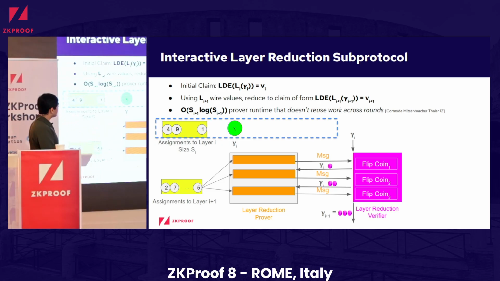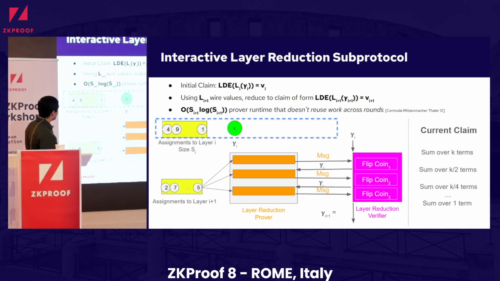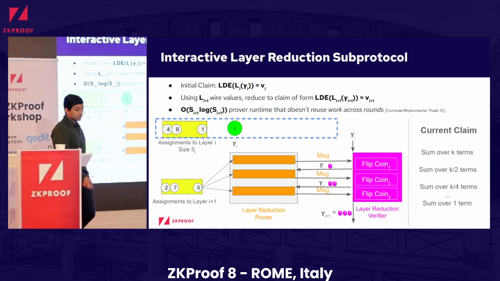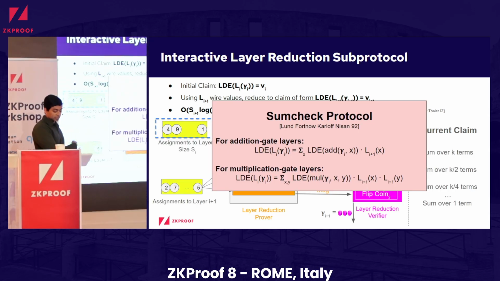So here's a picture to have in your mind. We have layer i. We have a claim about layer i. Using the assignments to layer i plus 1, we do this sum check layer reduction subprotocol. And as you see, the next prover message only depends on the coin flips from the verifier. It doesn't depend on any saved state from the previous prover message. And this is very nice. For those of you who've seen GKR, this is the reduction to sum check.